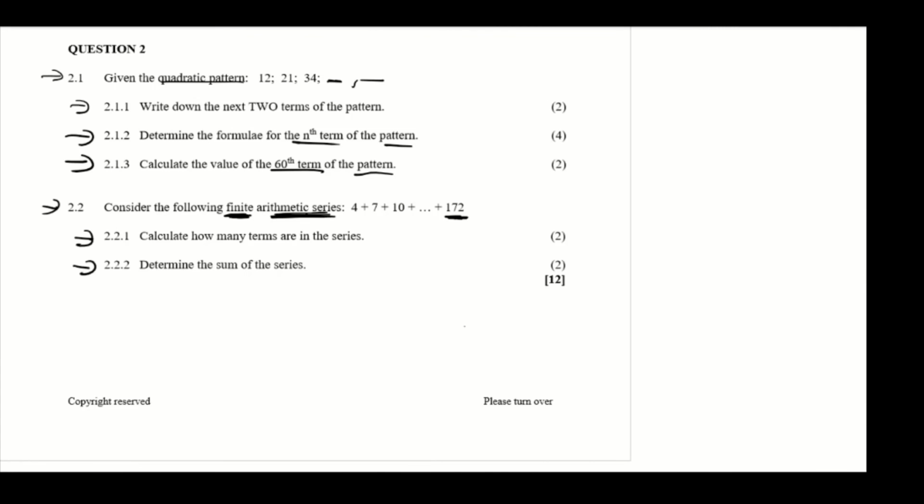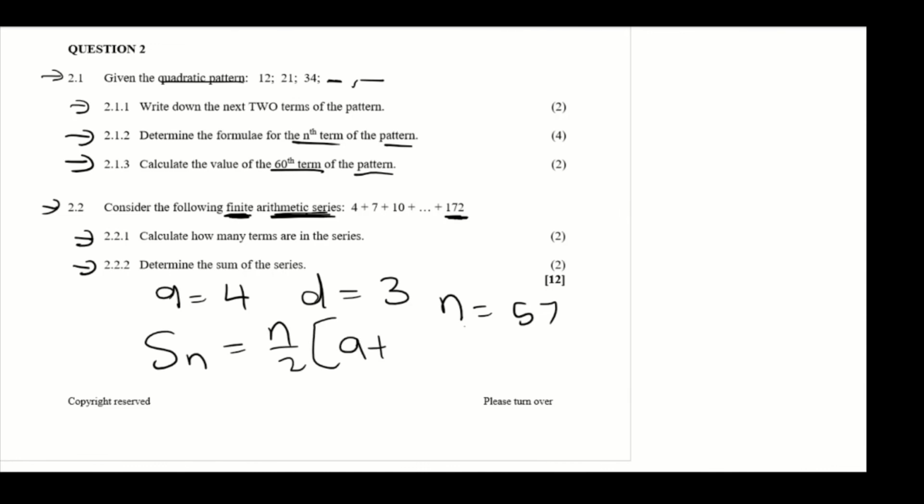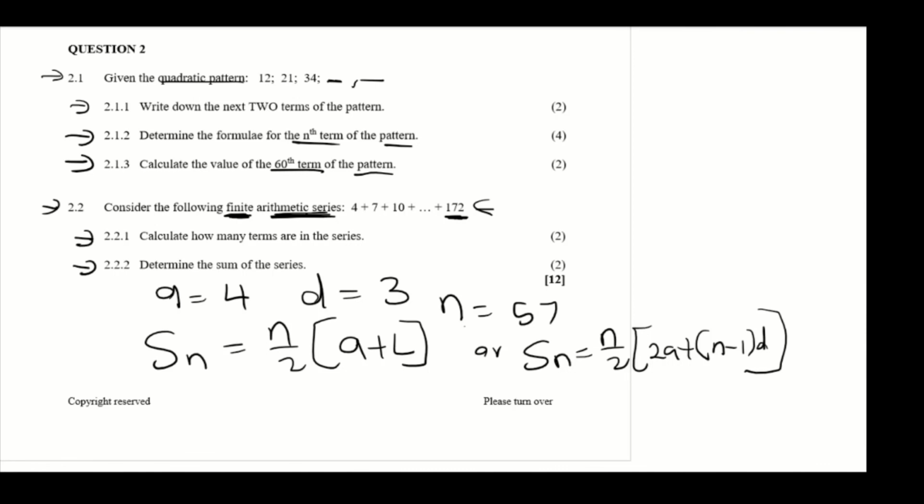2.2.2, determine the sum of the series. You already know a is equal to 4, the difference is equal to 3, and the n value is equal to 57. You're going to use the formula for the sum of an arithmetic series, which is n over 2 into a plus l. The reason we use this one is that we already have the last term. You can also use the other one, which is Sn equals n over 2 into 2a plus n minus 1 multiplied by d.